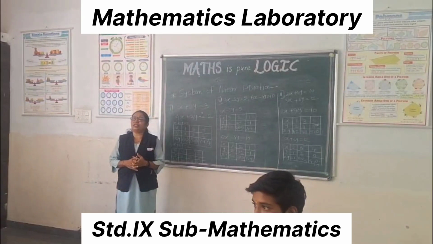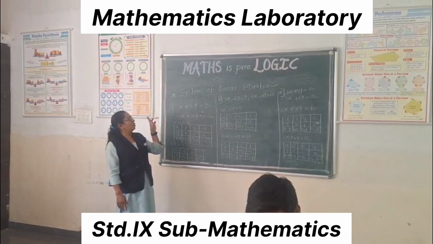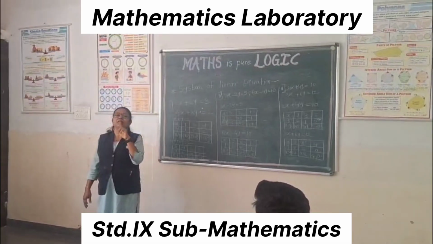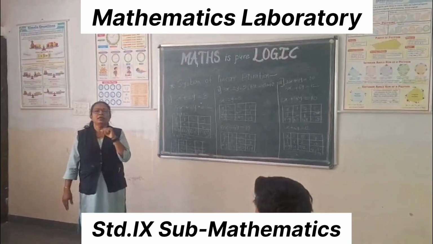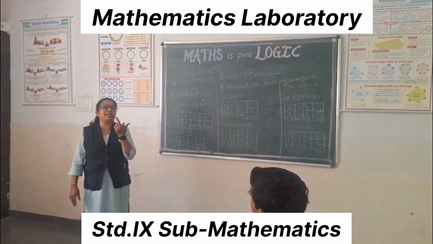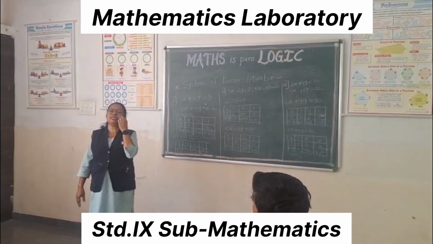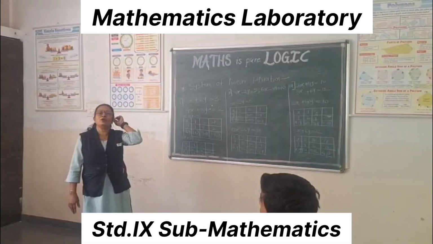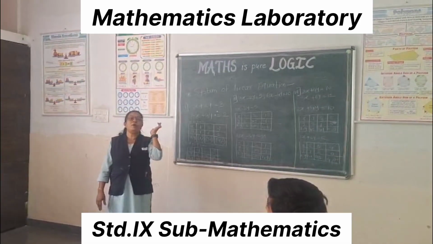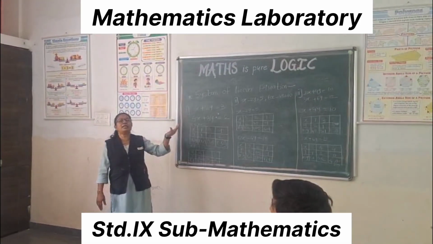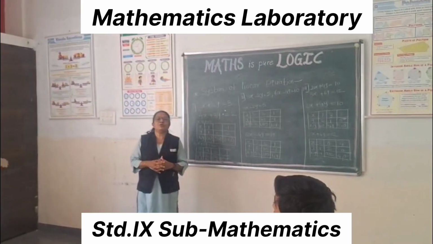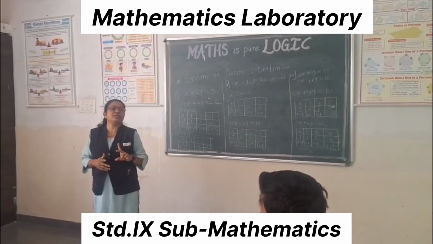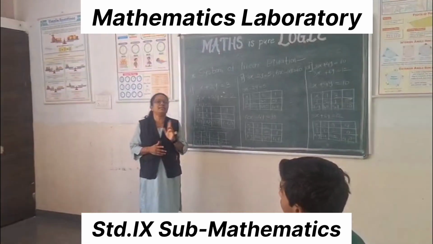Everyone pay attention. Here we are going to do an activity of plotting linear equations in two variables. We have already seen how to check whether the given equations are consistent or inconsistent. But we are going to check it practically by plotting the graph of three pairs of linear equations in two variables.